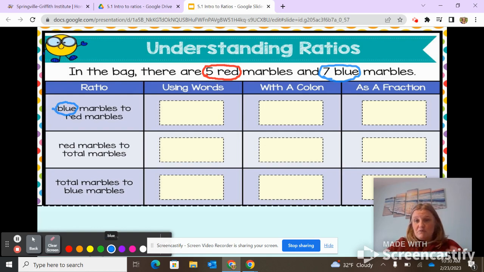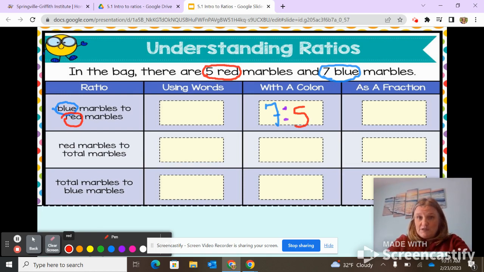So I'm going to skip using words because we're going to talk about this as we go through. But with blue marbles, I have 7. So we're going to list that 7 first. The next thing is we're going to use a colon. When I see the colon, I say the word "to." All right. Now we also have red marbles. So we have 5 red marbles. Okay, so we have 7 to 5.